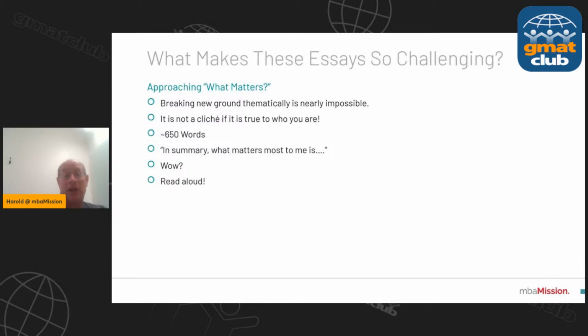So in that case, that gives you a lot of freedom. Just go out and do the hard work, do the brainstorming, do the introspection so that you find something that's unique only to you. It's not cliche, it's true to who you are. And again, the fact you love family, it's not a cliche, but you have to prove it. You absolutely have to prove it.